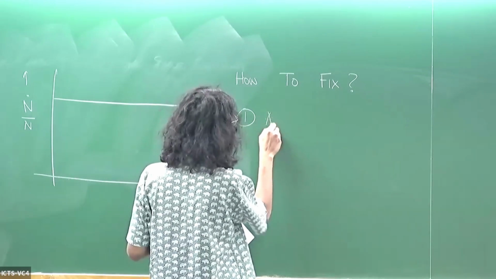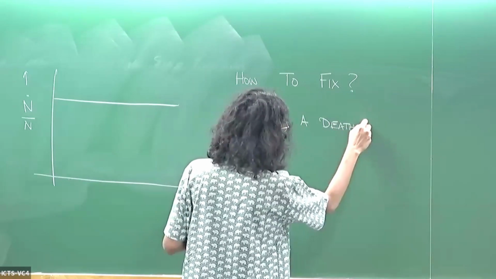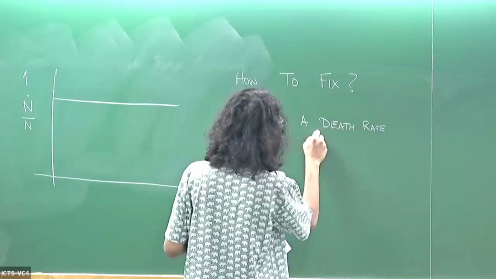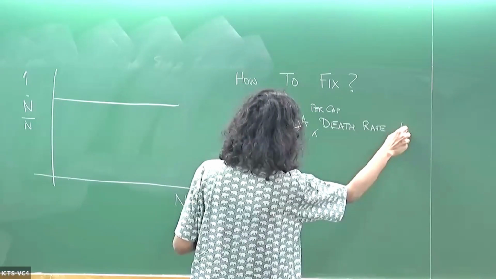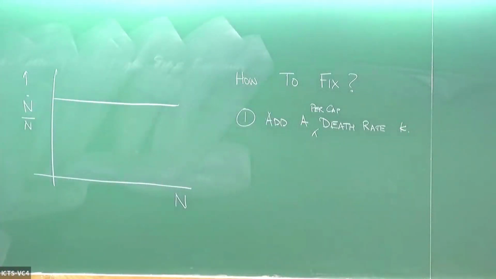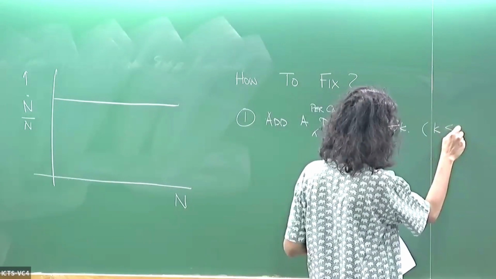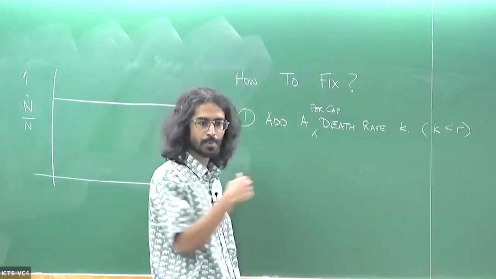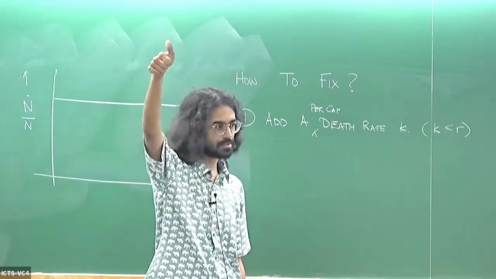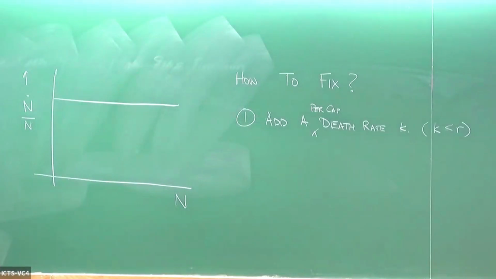Okay, so first is add a death rate, or a per capita death rate. And let's say that k is less than r. Take 5 seconds to think about this, and then we'll vote. So in your vote, think about if this fixes the problem of growing forever, say yes. If it doesn't fix it, say no. Okay? All right? Ready?